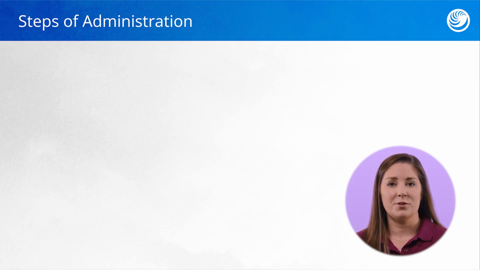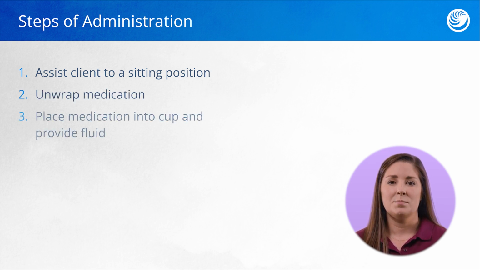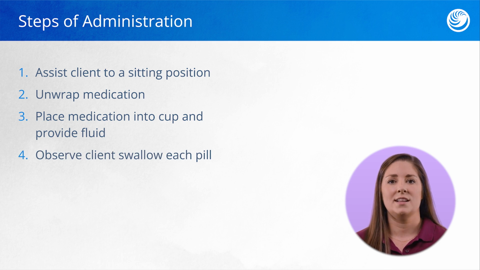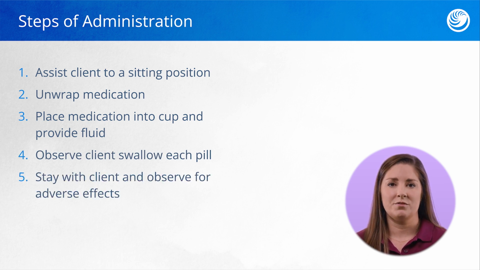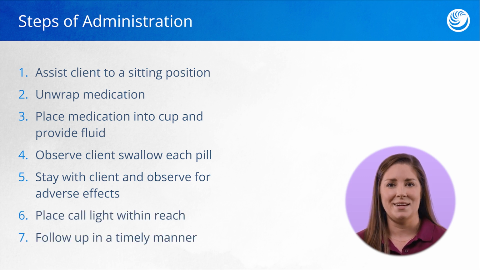The first step and first priority is for the nurse to place the client in a safe position. The client should be in an upright and sitting position. The nurse will then unwrap the medication and place it in a medication cup if it's a tablet. If the medication is liquid, the client has the option to take it in a medication cup or an oral medication syringe. The nurse will then provide something to drink and watch the client take the medication. The nurse will then stay with the client and observe for any adverse effects, and then place the call light within reach and follow up in a timely manner.